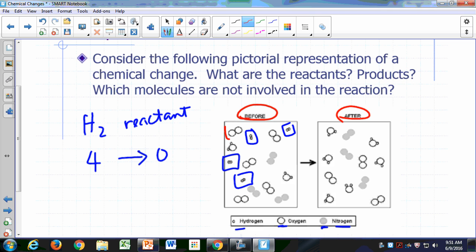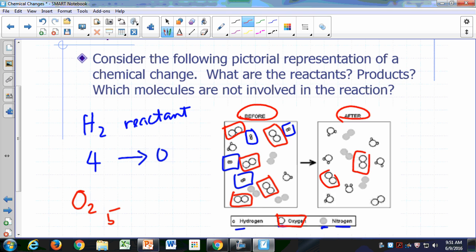This pair of unfilled circles would be a pair of oxygen atoms, O2. So you have 1, 2, 3, 4, 5 before the change occurred. So for O2, you started off with 5 and you end up with 1, 2, 3. So you ended up with just 3. That means O2 is also a reactant in this change.